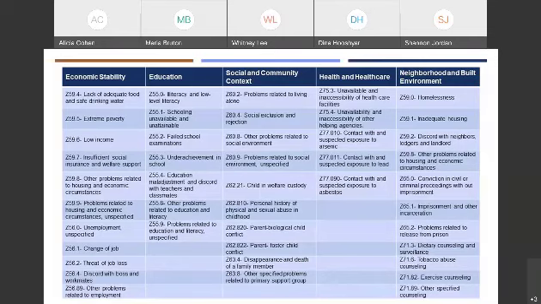Okay, and here are examples of the SDOH diagnoses. This is not an all-inclusive list. This is just some under the varying categories of economic stability, education, social and community context, health and healthcare, neighborhood and built environment.